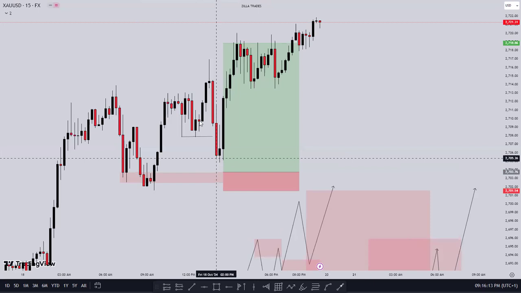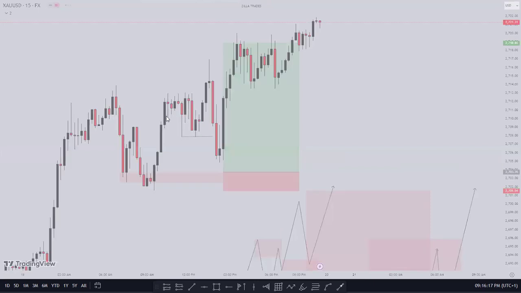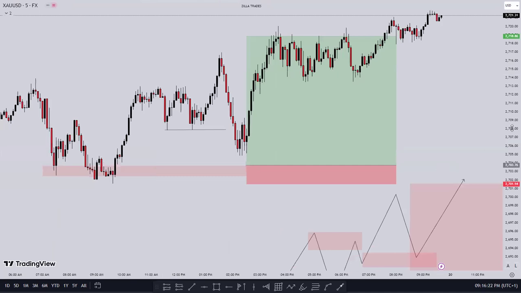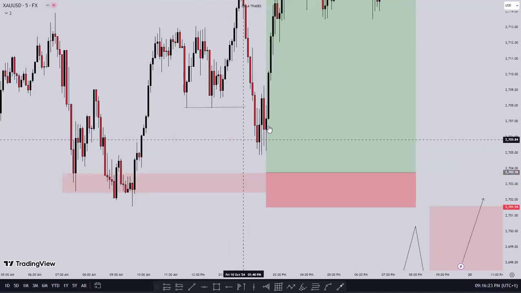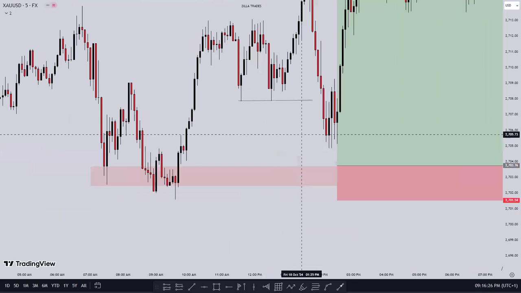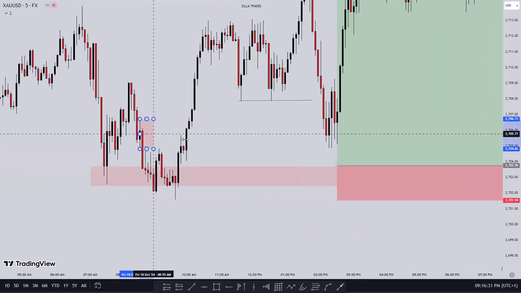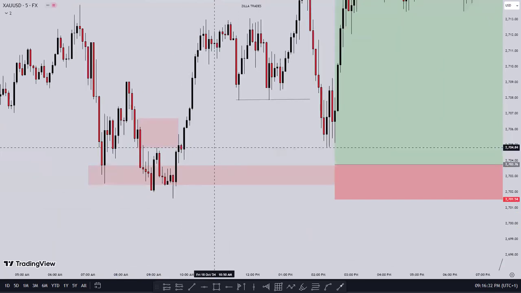So let's head over to the 5 minute and see the reason why it bought from there. Now it should be this flip zone here. This tiny flip zone. Remember, I posted this for you guys in the group. This was the flip zone it came to react from.